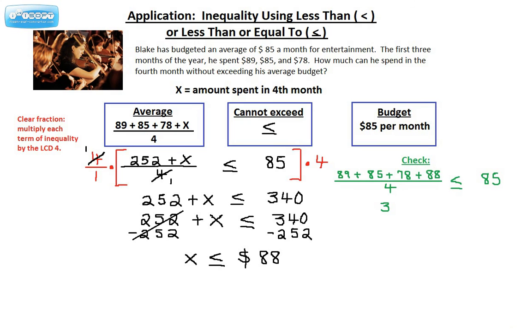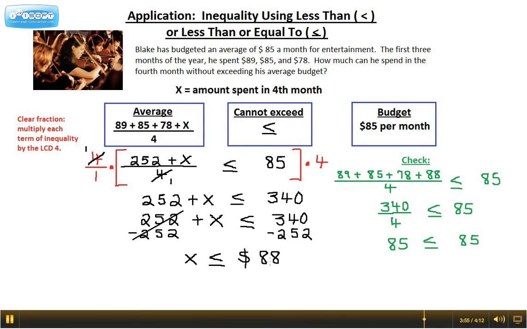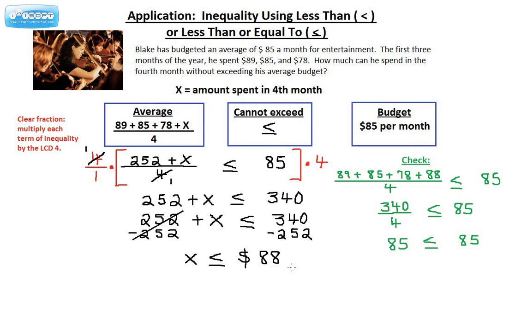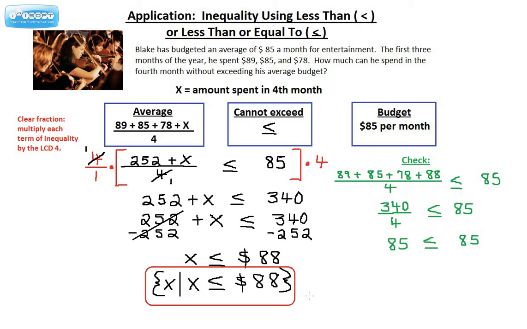Let's put 88 in place of x in our original inequality. This gives us 340 divided by 4. Now let's divide. You can see that this makes the 2 sides equal. So our fourth month would have to be either $88 or anything less than that will be under budget, but $88 will bring it exactly to the budget. This confirms that the amount spent in the fourth month would have to be either less than or equal to $88.